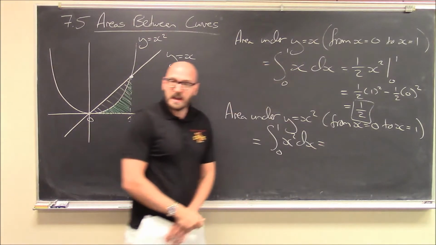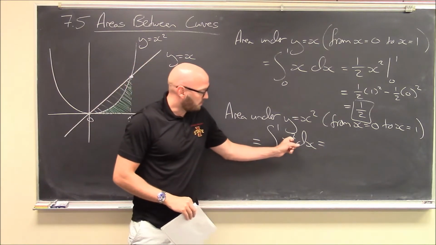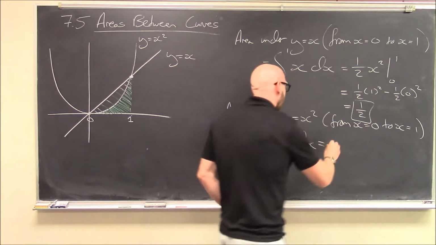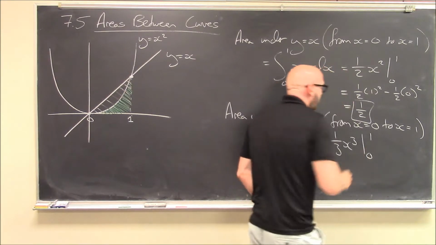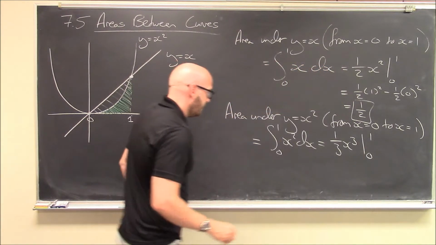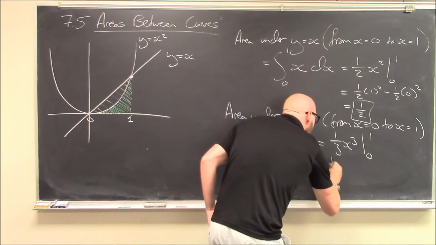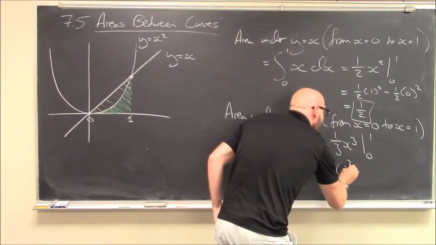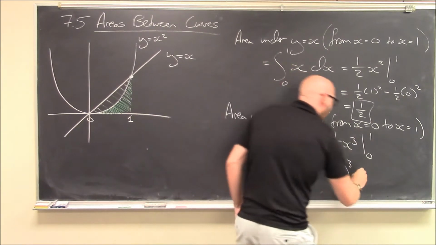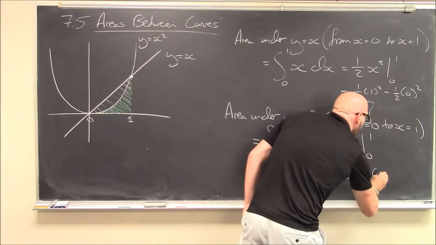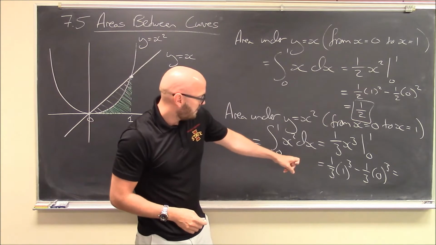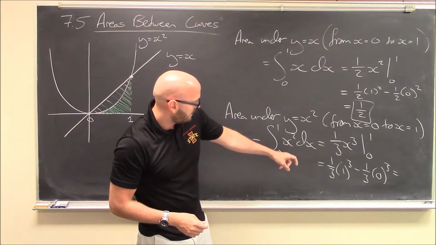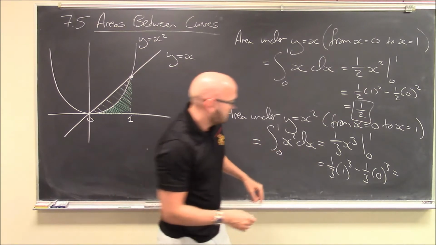Again, not a hard antiderivative to compute. That would be x cubed over 3, so 1/3 x cubed, evaluated from 0 to 1. And do I have enough space? I think so. That would be 1/3 times 1 cubed, plug in 1, minus 1/3 times 0 cubed. That would be 1/3.